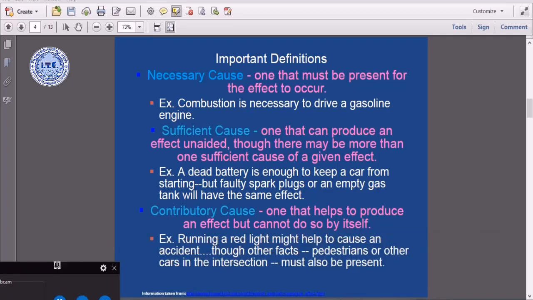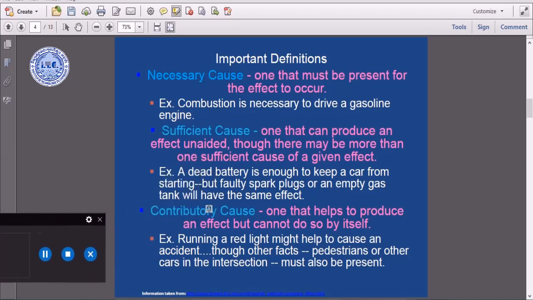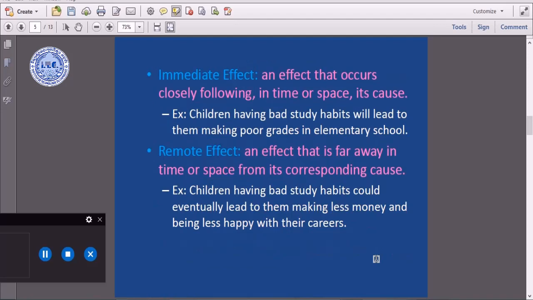Okay. So let's continue. I was talking about contributory causes, and we finished that. So let's move to another point. Okay, let's talk about effects.